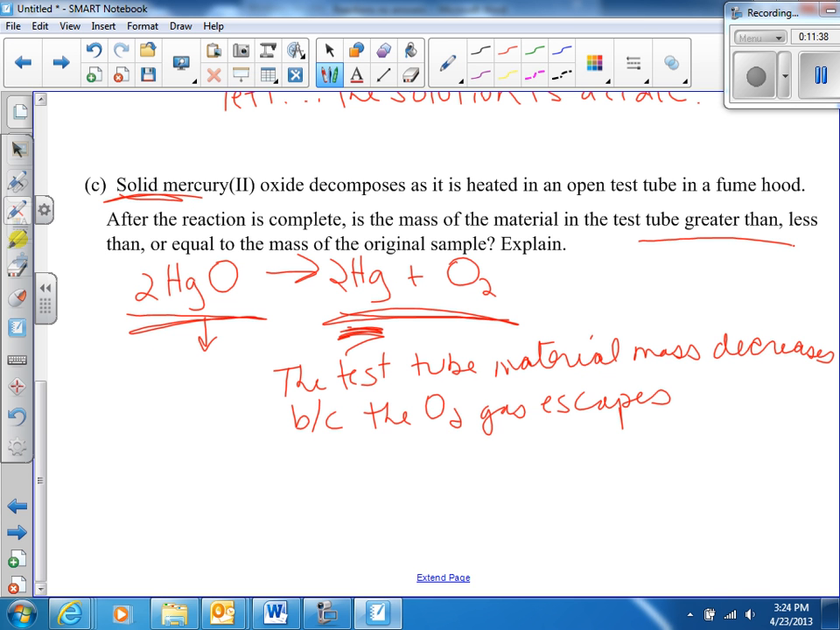You know, we do have conservation of mass. The total mass of mercury and oxygen that was produced will equal the total mass of mercury 2 oxide that we started with, but some of the oxygen actually escapes.